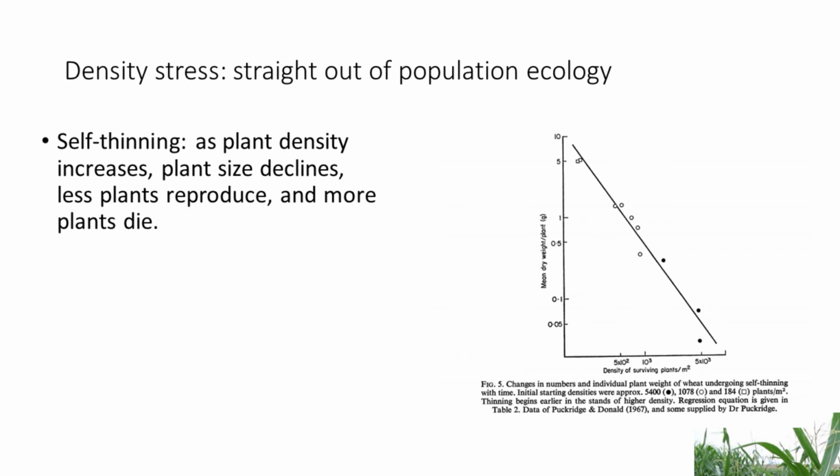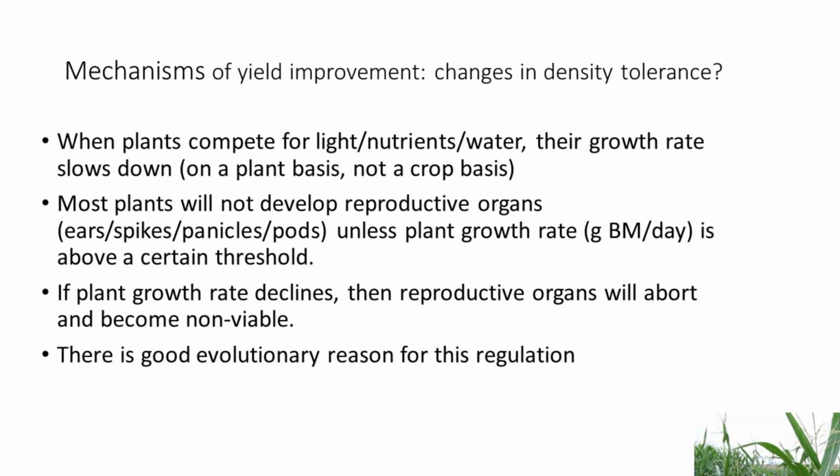Well, under density stress, again competing for light, water, and nutrients, plants will just not develop reproductive organs. They will not set ears or spikes or panicles or pods unless plant growth rate is above a certain threshold. Basically, unless that plant reaches a certain size by the onset of pollination, it either will or will not set fertile ovules. So if individual plant growth rate declines below some threshold, then that reproductive organ will abort and become non-viable.